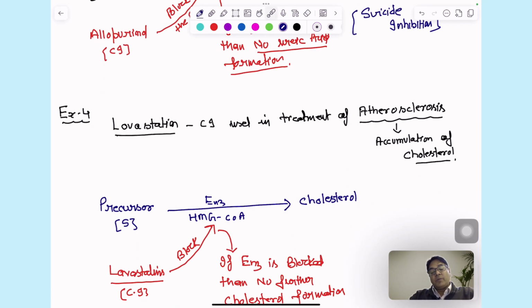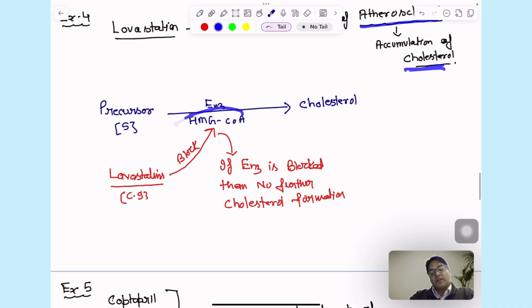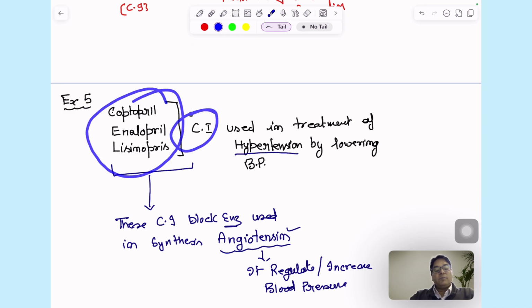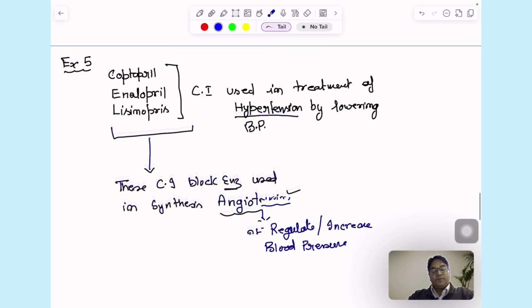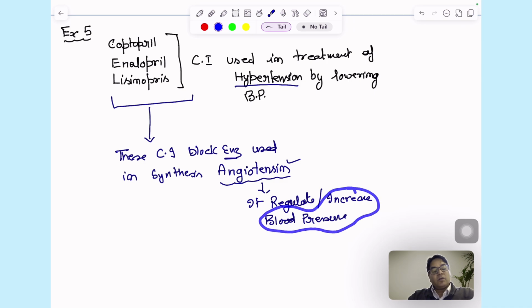Now, another example is lovastatin, which is used in the treatment of atherosclerosis, that is the accumulation of cholesterol, especially in the blood vessels. The enzyme responsible for the formation of cholesterol is blocked by lovastatin. Then captopril, enalapril, and lisinopril are the competitive inhibitors used in lowering BP and controlling hypertension. They block the enzymes which are used in the formation of angiotensin. So if it is not formed, then the blood pressure can be lowered.